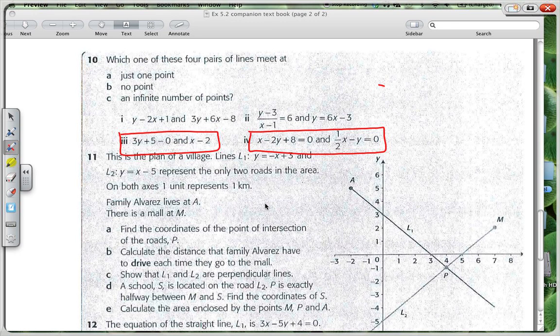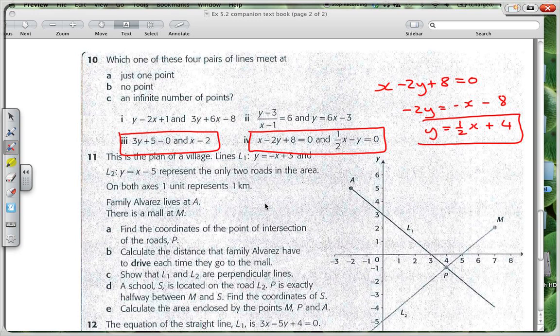this is going to be x minus 2y plus 8 is equal to 0, so minus 2y is equal to minus x minus 8. So y is equal to, you're going to divide through by minus 2, so minus divided by minus is positive, so it's going to be a half x plus 4. So that's the 1.